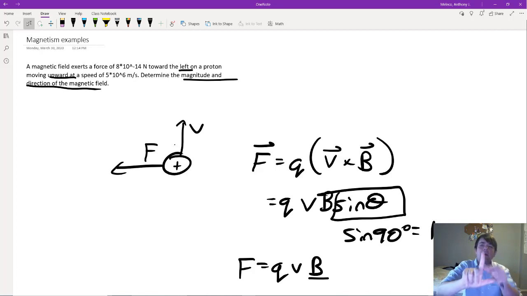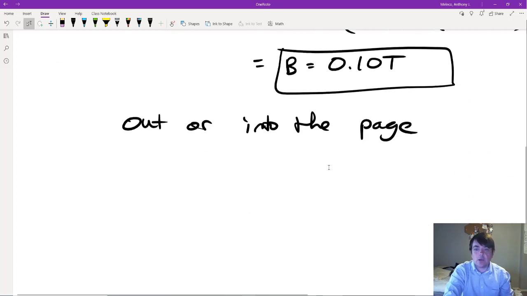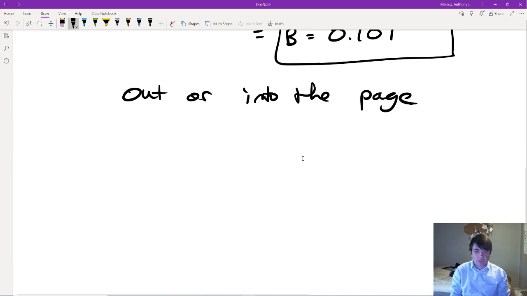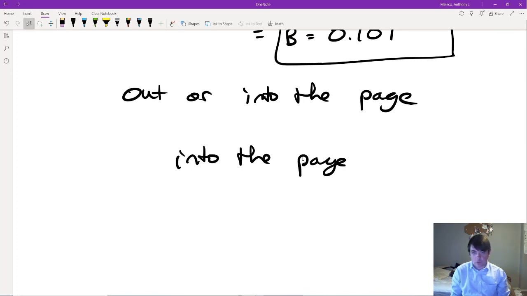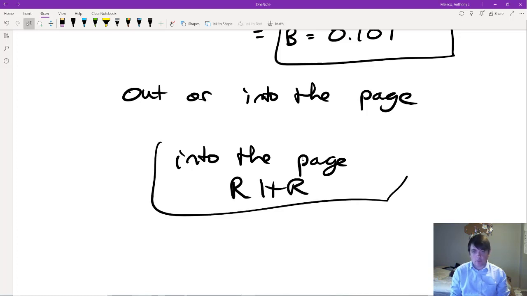But when I do this, when I have my index finger pointing up and my thumb pointing to the left, my middle finger, which is the field, the direction of the field is pointing into the page. So we know that this will be into the page because of the right hand rule, okay?